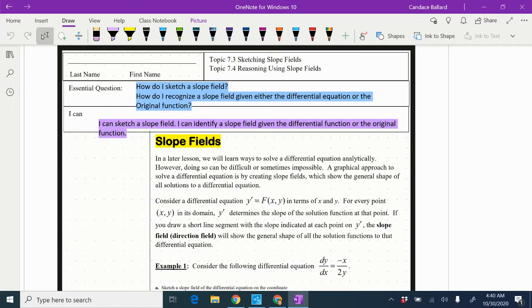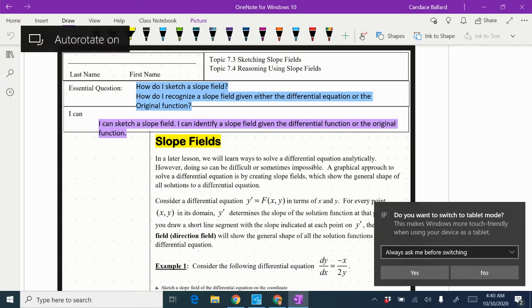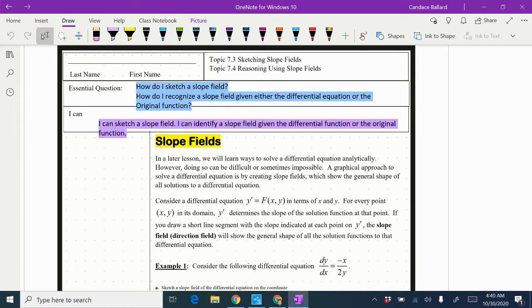In this video, we're going to start topic 7.3 and 7.4, sketching slope fields and reasoning using slope fields. So our essential question is, how do I sketch a slope field? And how do I recognize a slope field given either the differential equation or the original function? Your I can statements are, I can sketch a slope field and I can identify a slope field from the given differential equation or the original function.